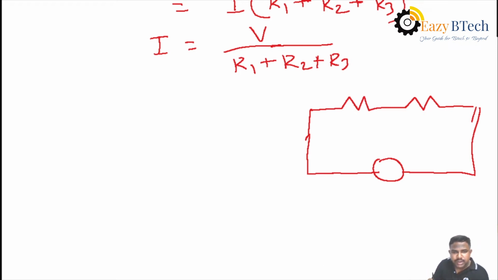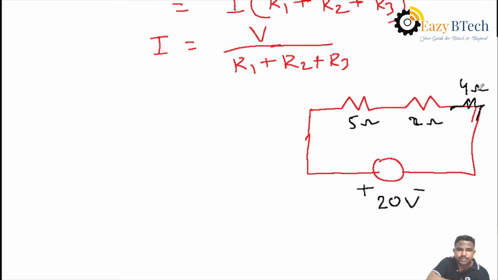The voltage source value is, suppose, 20 volts, the first element is 5 ohms and the second element is 2 ohms, and we also take R3, for example. That R3 value we take as 4 ohms. So we have 5 ohms, 2 ohms and 4 ohms.